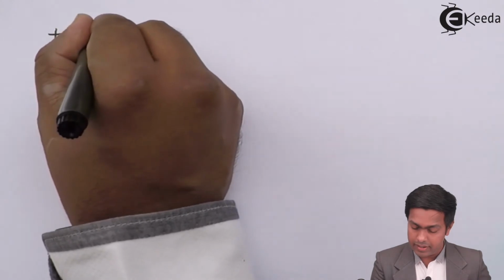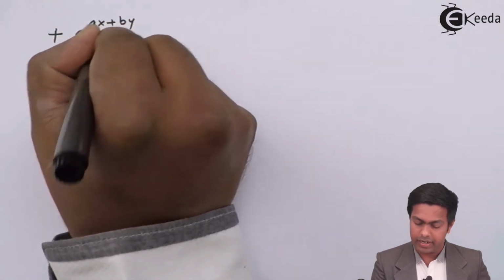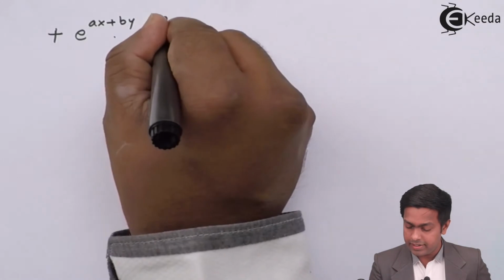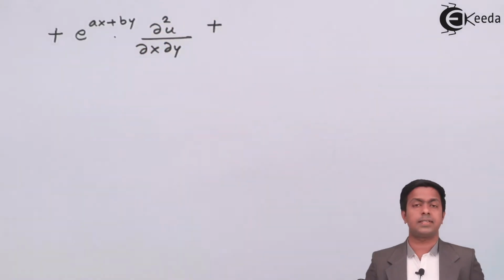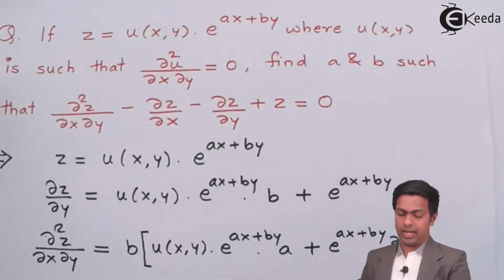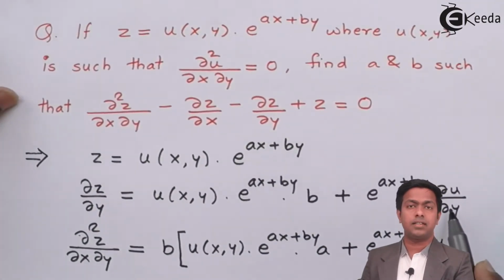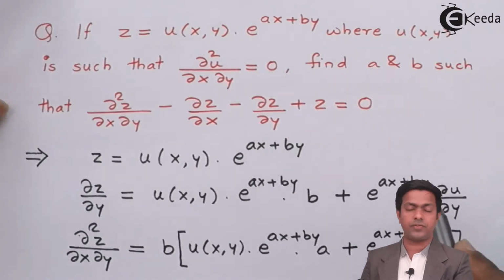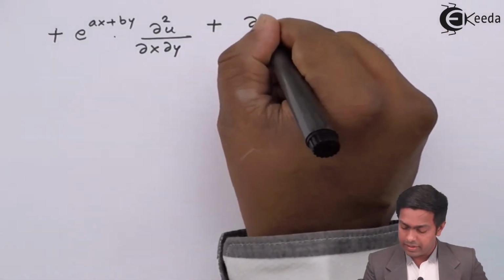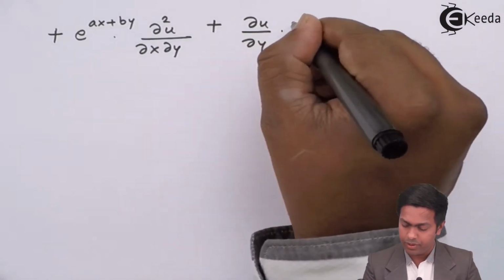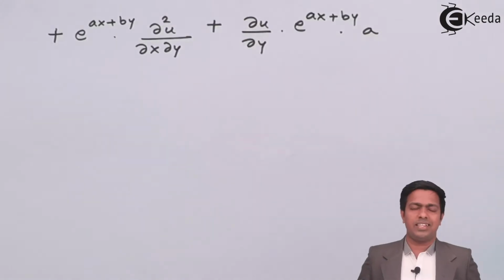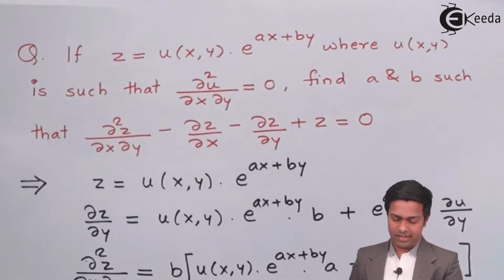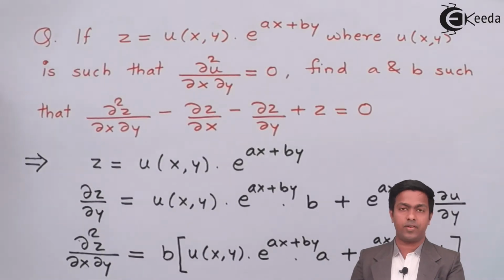we will get e to the power ax plus by into ∂²u/∂x∂y plus, now I'll keep this term as it is and I'll differentiate this first function. So ∂u/∂y into e to the power ax plus by into a. So guys, this is the value of ∂²z/∂x∂y.